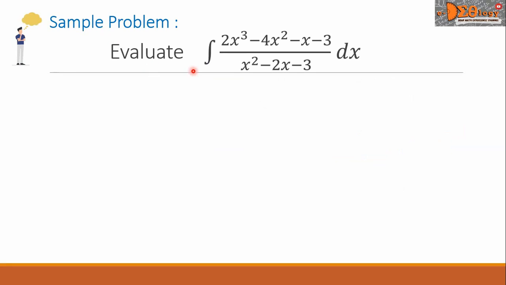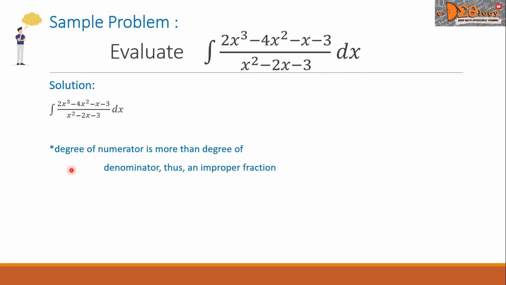Evaluate the integral of this rational function 2x cubed minus 4x squared minus x minus 3 all over x squared minus 2x minus 3 dx. Let us copy this problem down here.